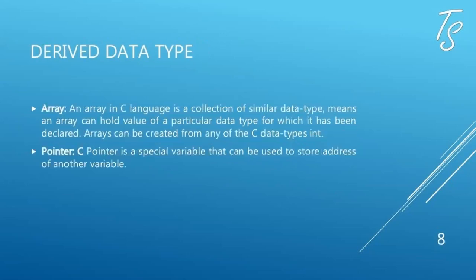Next, coming to the derived data types. We have two derived data types, array and pointers. Arrays in C are a collection of similar data types, or homogeneous data types. This means an array can hold values of the particular data type for which it has been declared. An array can be created from any of the C data types, like integer or whatever. Now coming to pointers. A pointer is a special variable that is used to store the address of another variable.